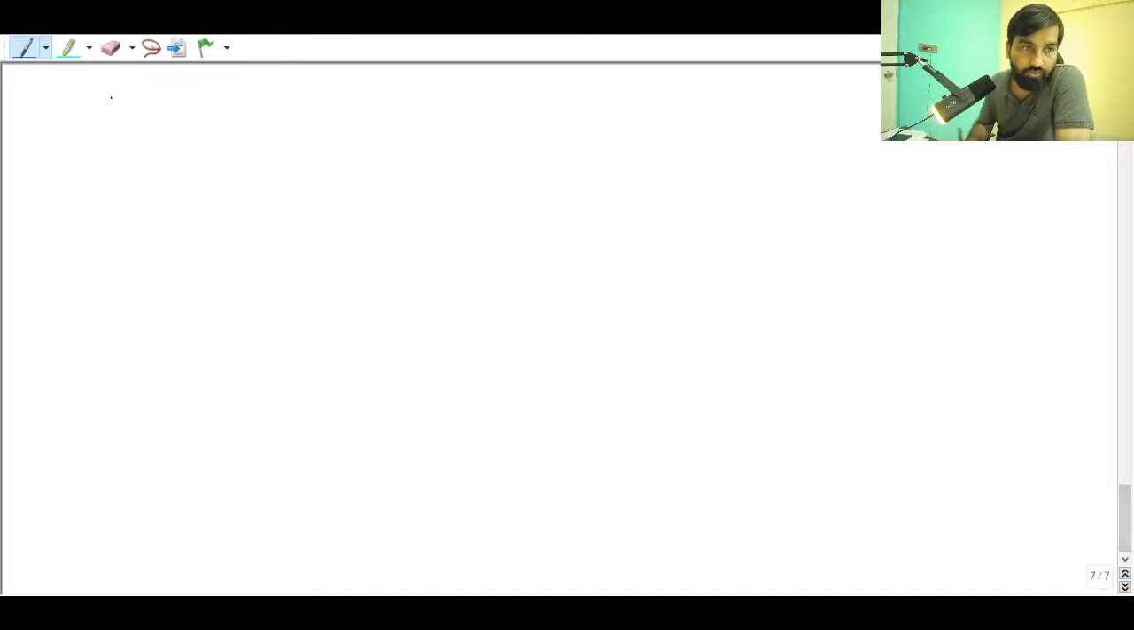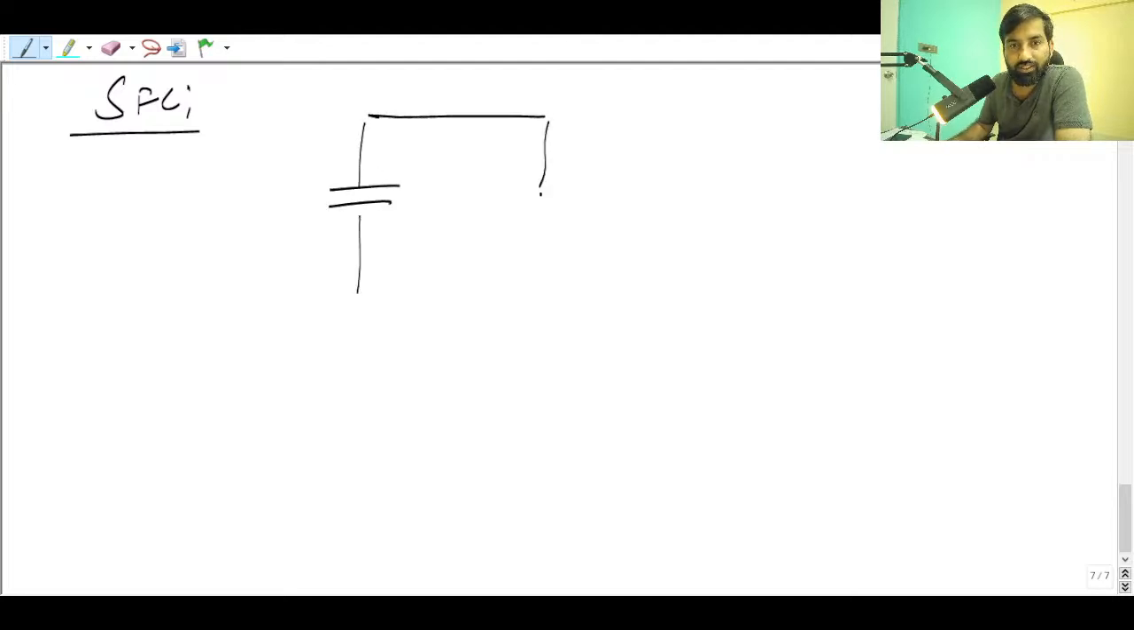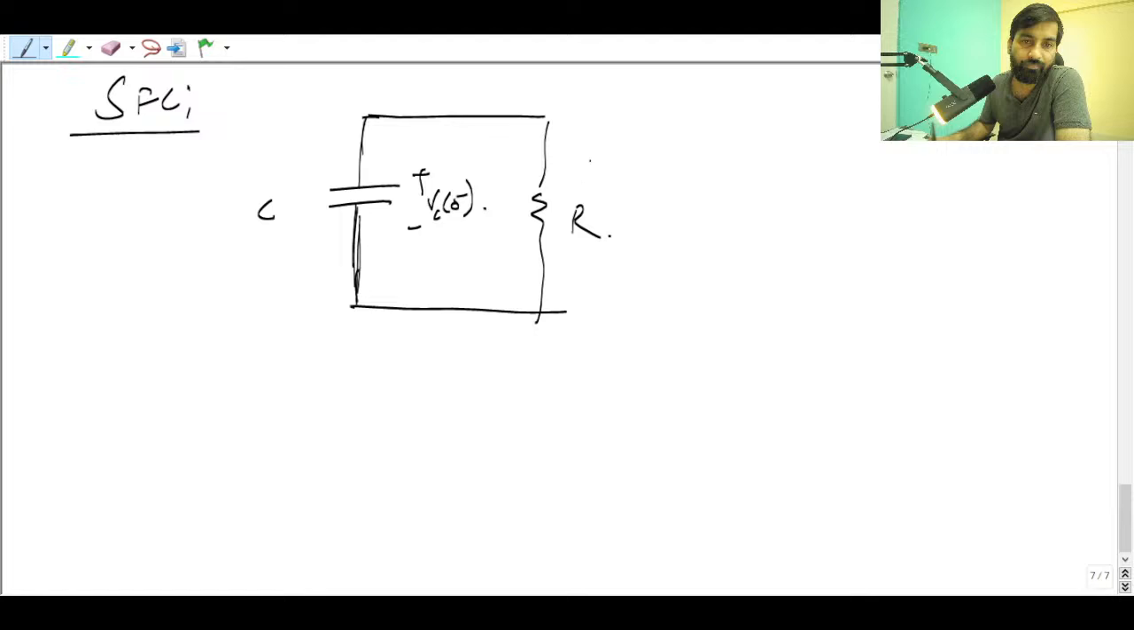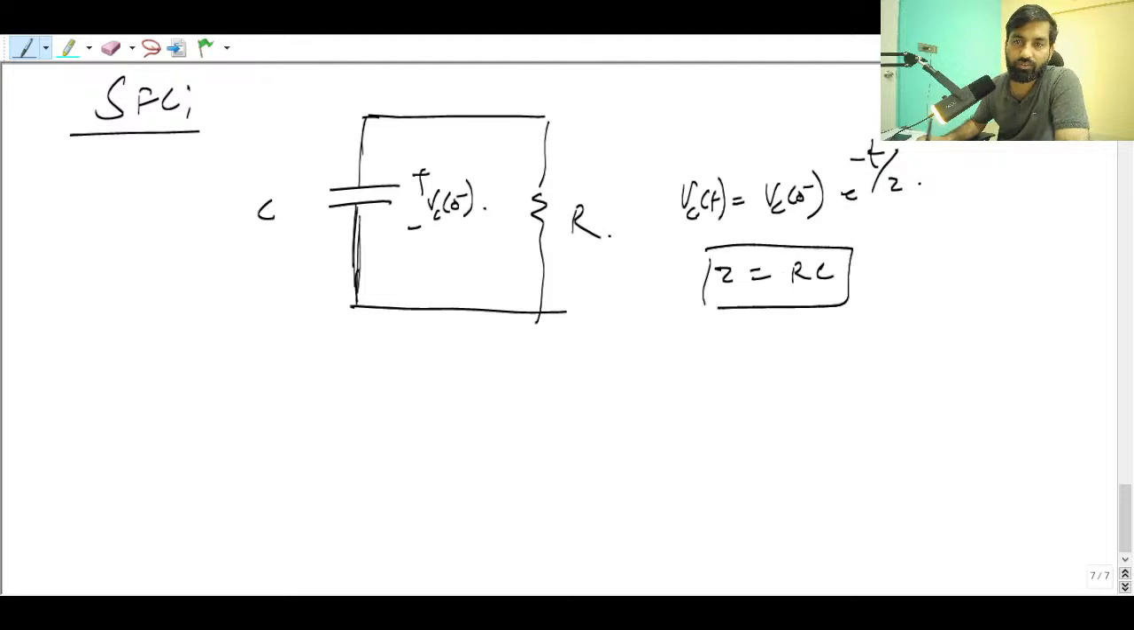See, whenever a source free circuit is given, remember, suppose this is a capacitor and there is a resistance R. Certainly they will mention the VC0, the initial voltage, they will always mention, remember. So you should know what VC(t) is here. That is going to be VC0 times e raised to power minus t by tau, where tau is going to be RC, guys. And you can also find the current here, right?